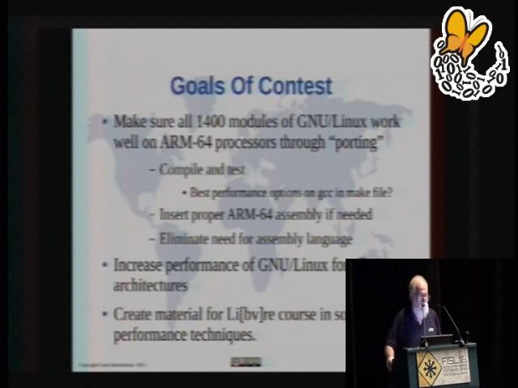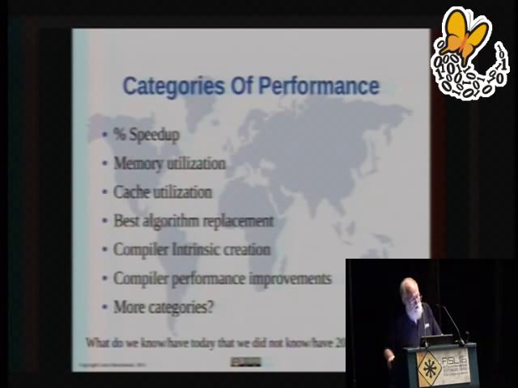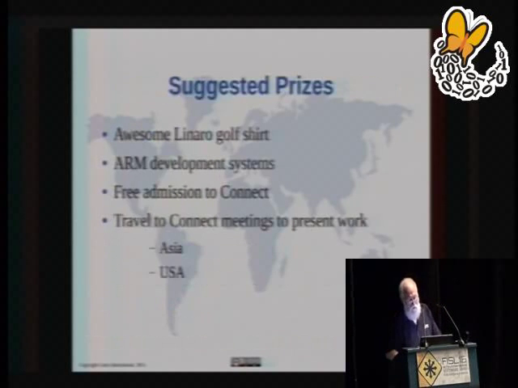But most of the time, you might be able to test the module and find, let's take all of the assembly language out. We don't need it anymore. The GNU compilers and other compilers, Clang, for instance, are efficient enough that it's actually less efficient to have the assembly language in there. We have categories of performance for this contest. It's not all about percent speed up. If you can show that you're handling memory better or cache better, or that it's a better algorithm that you're replacing, all of these are categories that you could win in the category of performance. We have several different prizes.